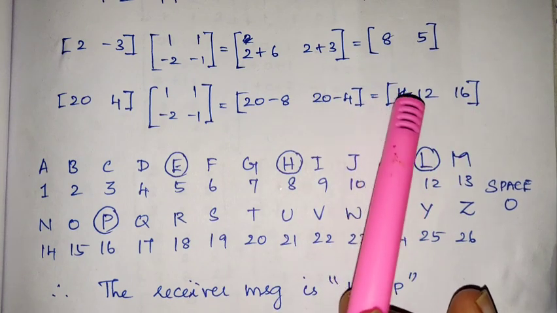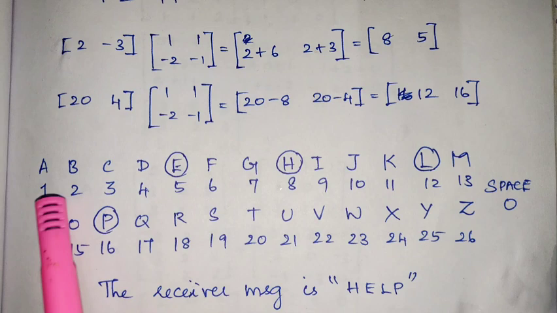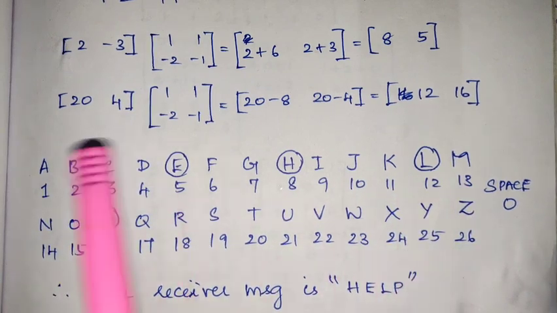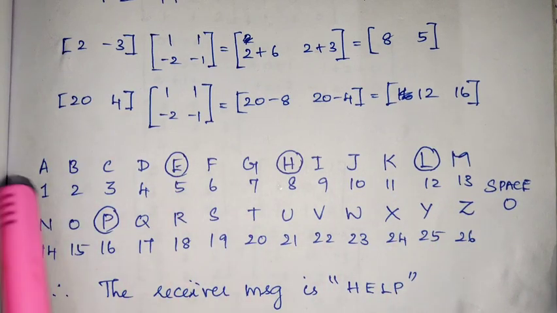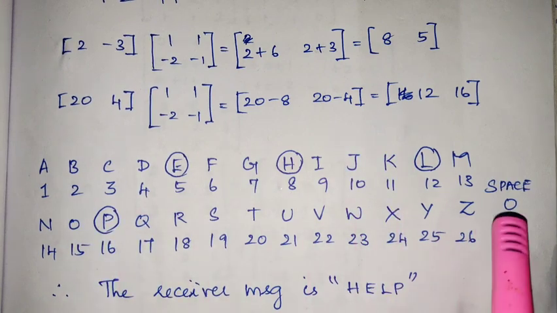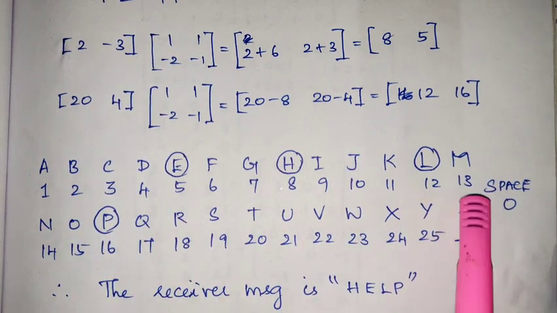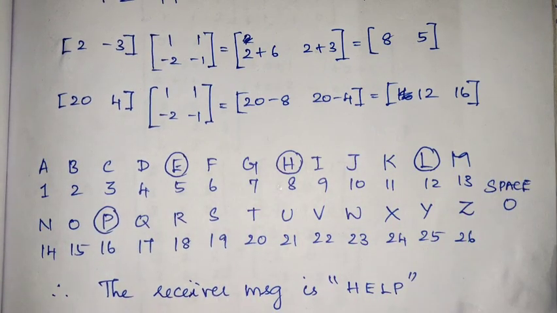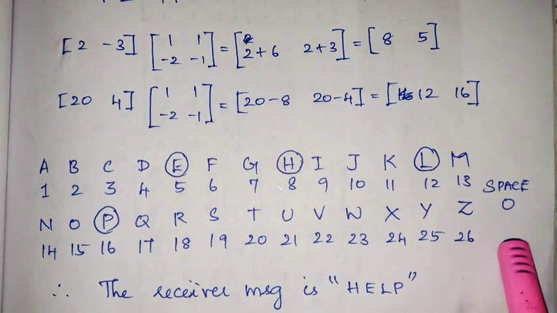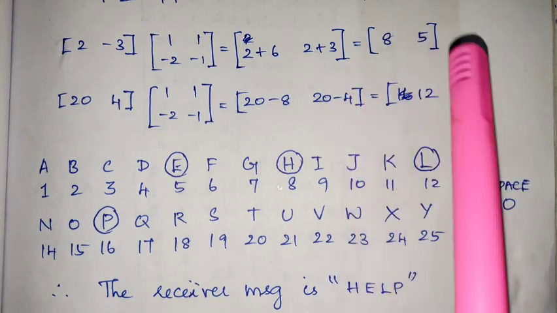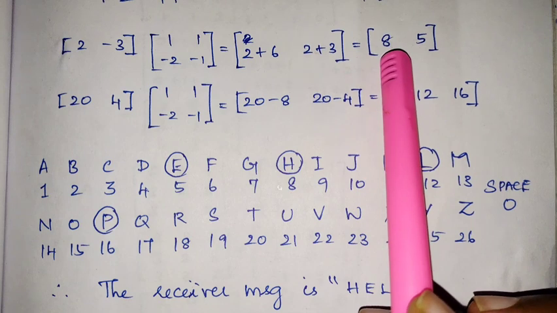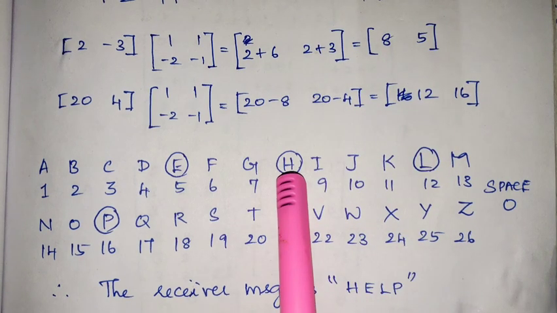So now in the question it is given that numbers 1 to 26 are A to Z. So I have written A, B, C, D till Z, and I just numbered it from 1 to 26. And space means 0. So here we have got the value 8, isn't it? So the equivalent of 8 is H.